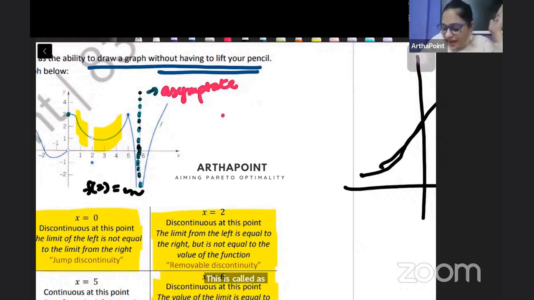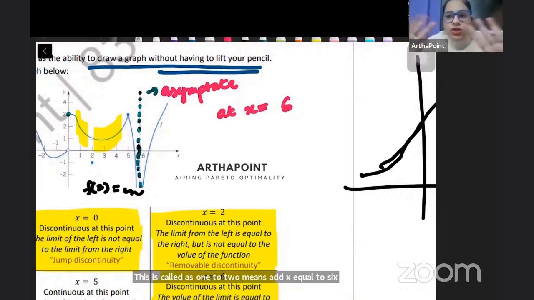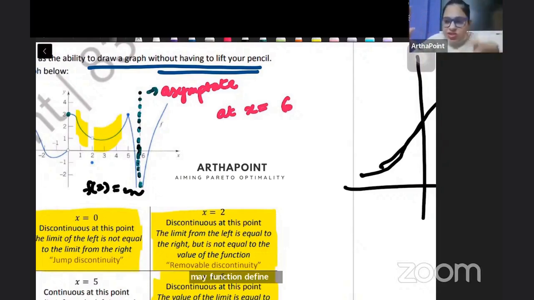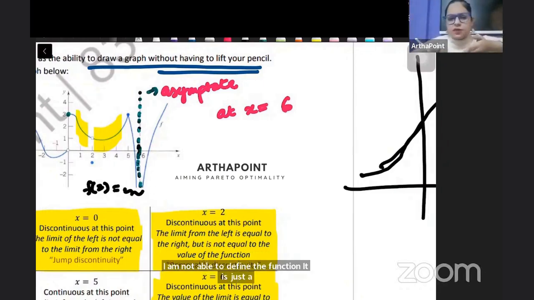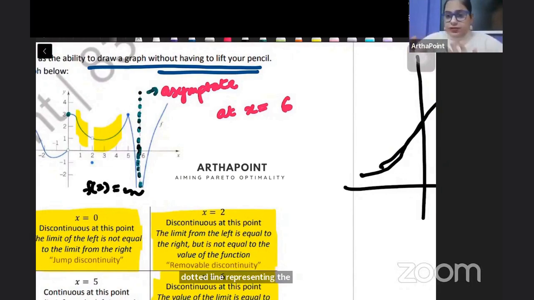Asymptote means at x equal to 6, मैं function define नहीं कर पा रही हूं. I am not able to define the function. It is just a dotted line representing कि शायद वो infinity या minus infinity पे value होगी. I am not able to define the function at x equal to 6.